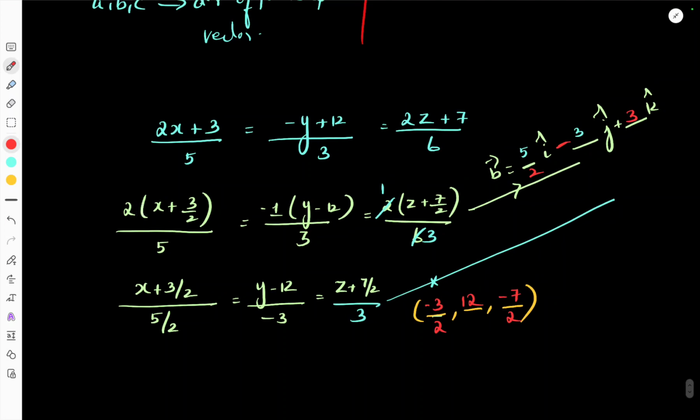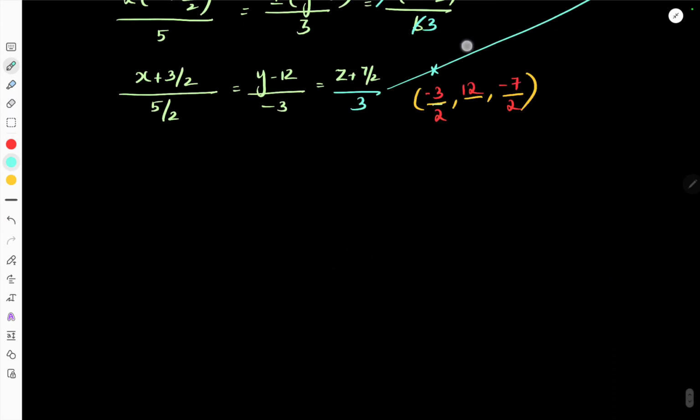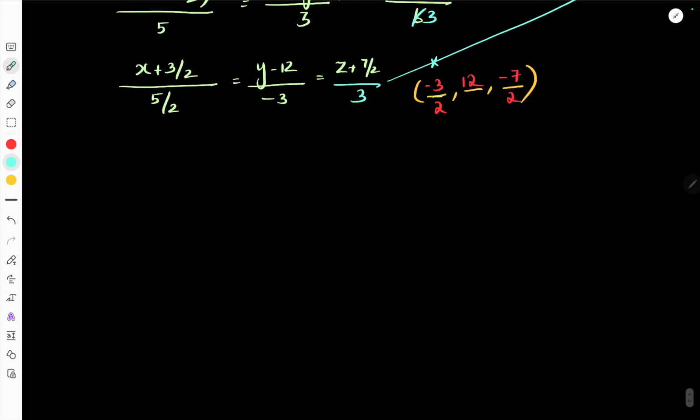So this is the example where we have to find the point on the line and the parallel vector, because it is very important for finding the shortest distance. So we have to take the point on the line and the parallel vector, and we have to know this concept. So this is from the Cartesian form we are taking. What if we have to take it from the vector form?